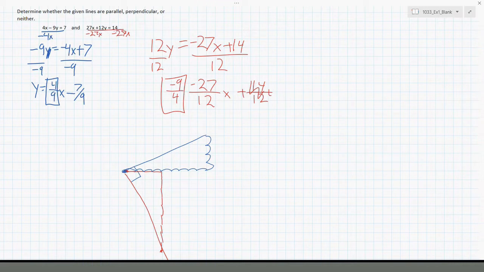But then in that case, we know that these are perpendicular. They're not parallel because they do touch at a point. And they do have a 90 degree angle between them because their slopes are negative reciprocals.